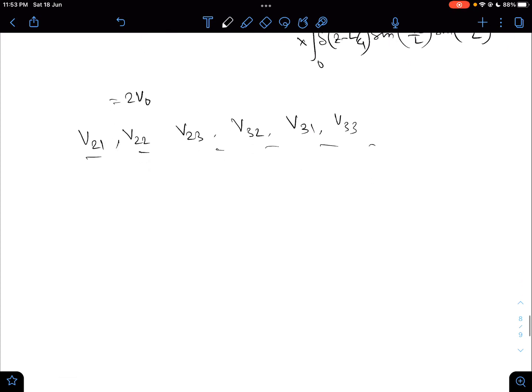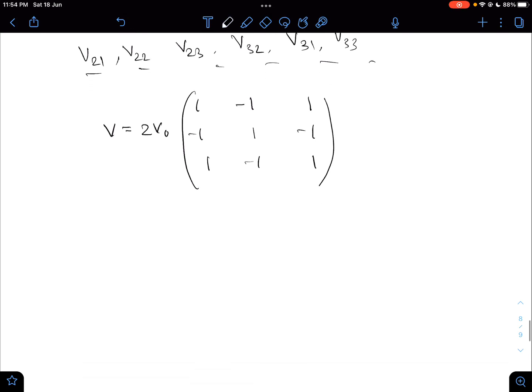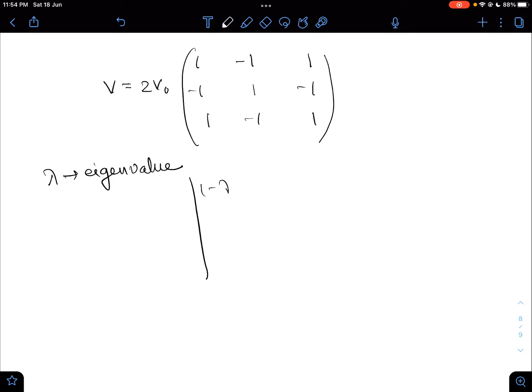If we calculate this, then we will get the following matrix. Our matrix will be 2V0 times: 1, minus 1, 1; minus 1, 1, minus 1; and 1, minus 1, 1. Now we have to find the eigenvalues of this matrix. So if lambda is the eigenvalue, then we will have the following characteristic equation: the determinant with 1 minus lambda, minus 1, 1; minus 1, 1 minus lambda, minus 1; 1, minus 1, 1 minus lambda. So we have to solve this.